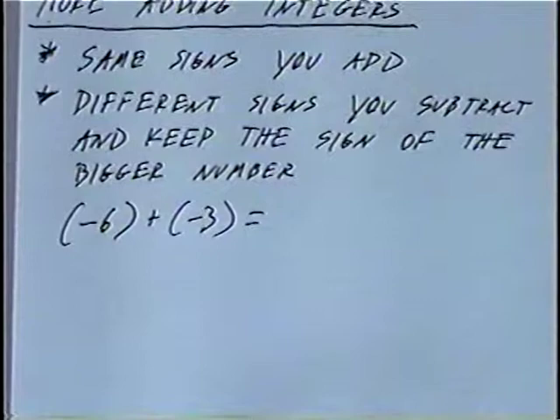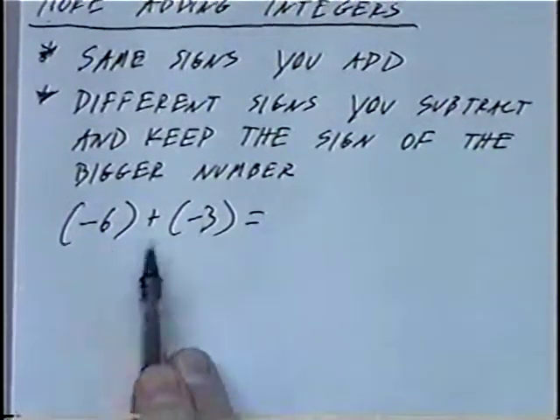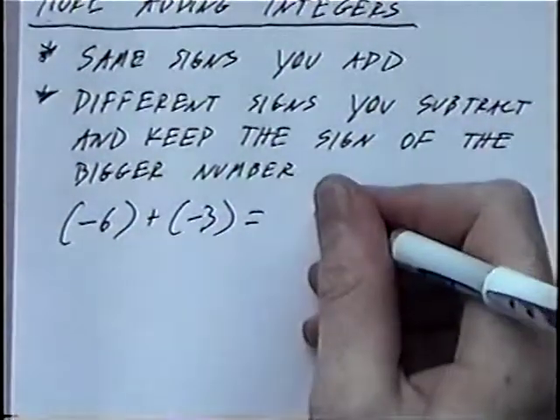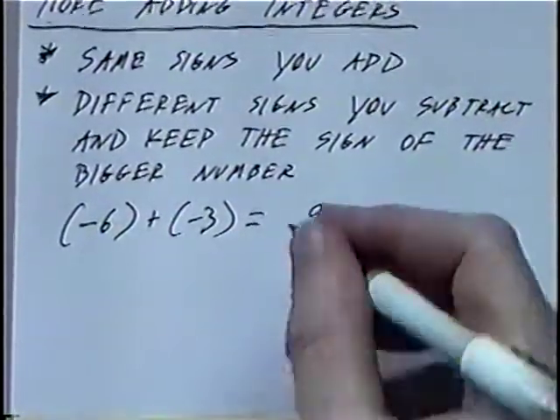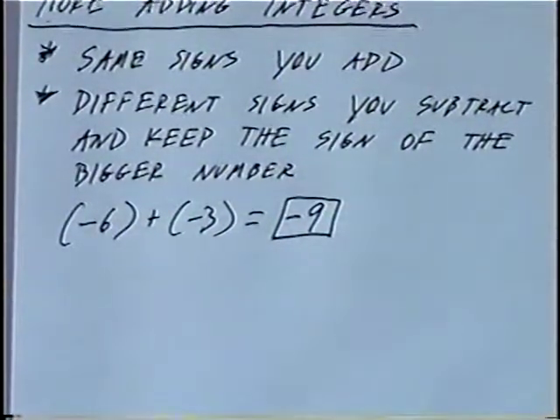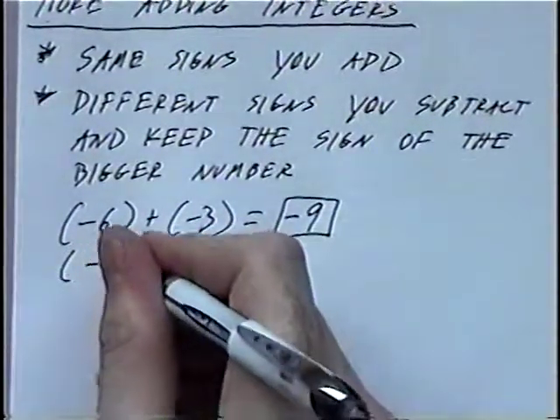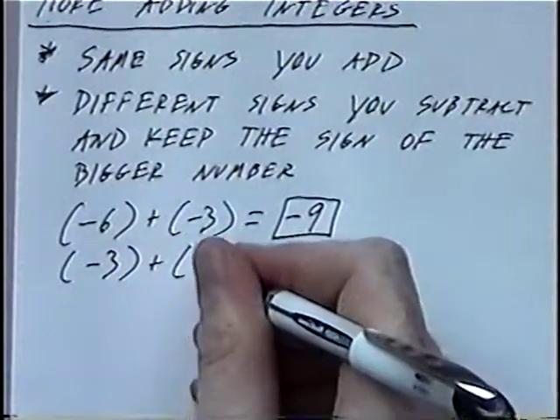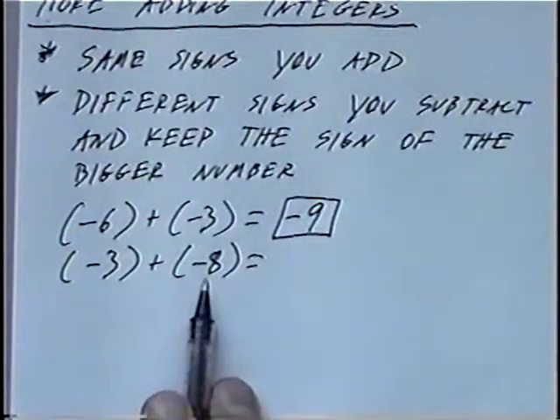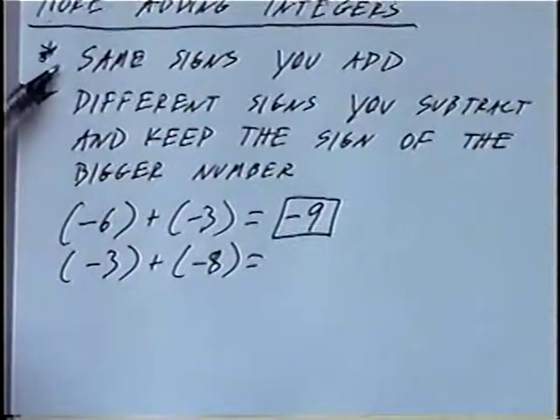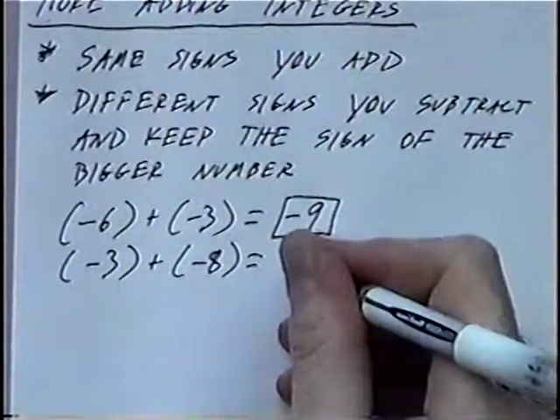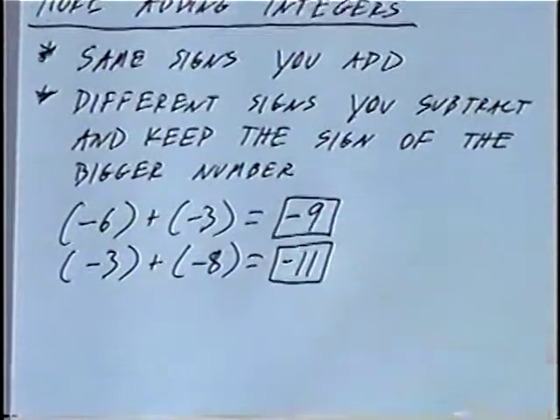So if we look at this question, we have a -6 and a -3. Both numbers are negative, so we have these same signs. So we'll add the numbers 6 plus 3, which will be 9. And if the numbers are both negative, then we'll keep the number negative. So the answer would be negative 9. Second question, in parentheses, negative 3 plus, in parentheses, negative 8. Again, looking at the two numbers, we have negative 3 and negative 8. Both numbers are negative, so again we have the same sign. If you have two negative numbers, you can add those together, and since they're both negative, the 11 would stay negative, and our answer would be negative 11.